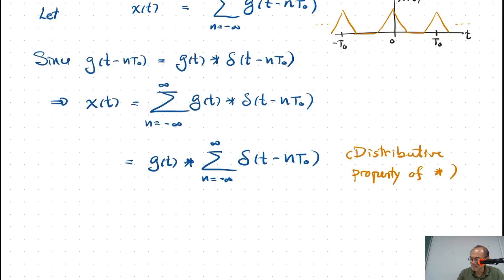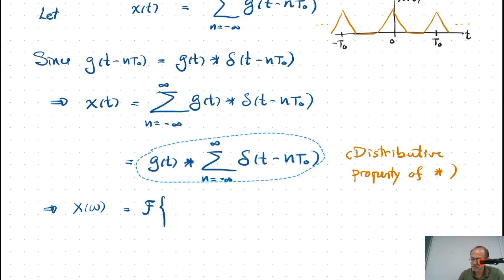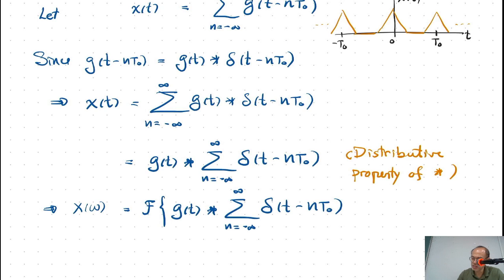I am writing down star as convolution because I don't want to write down the whole word convolution. And now we are in a position to take the Fourier transform of both sides. If you take the Fourier transform of both sides, the left-hand side would be the spectrum that we are after, which is x of omega, the spectrum of the periodic signal. And the right-hand side is just the Fourier transform of convolution.